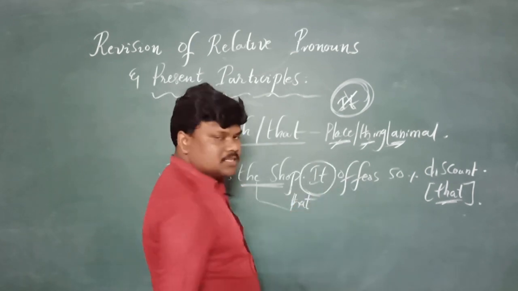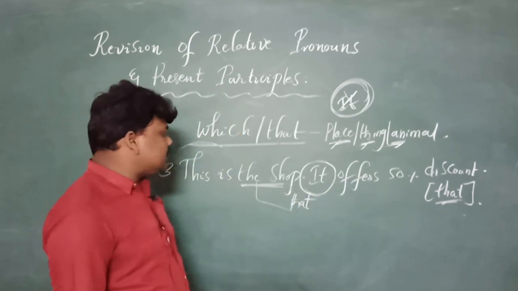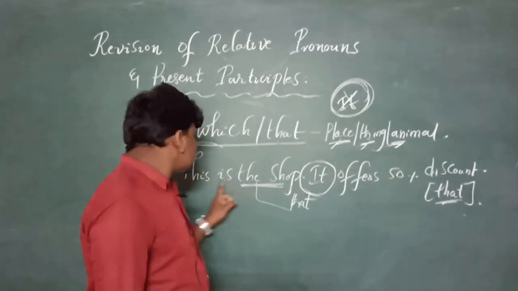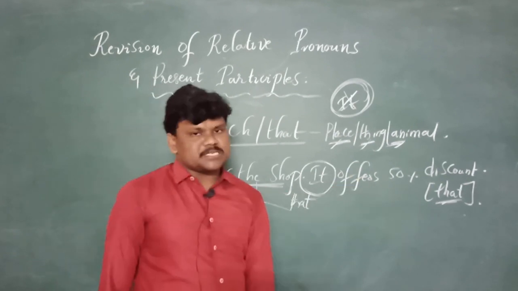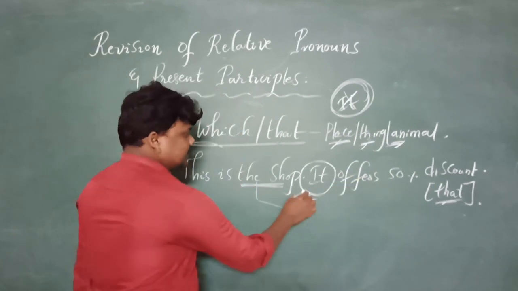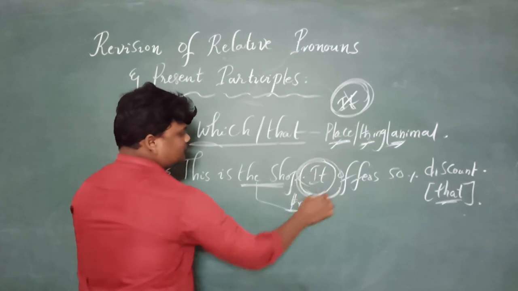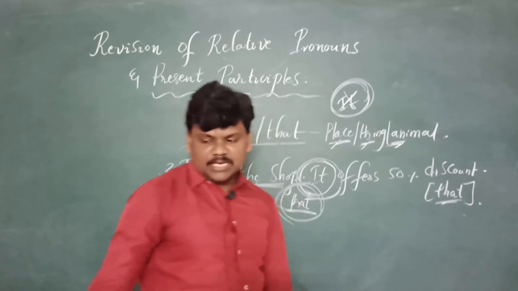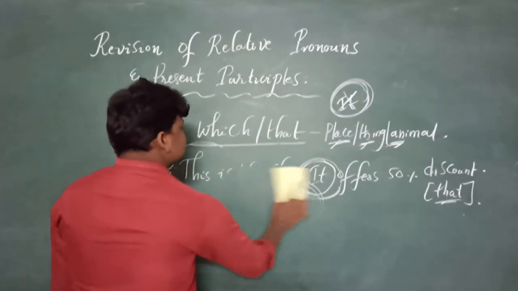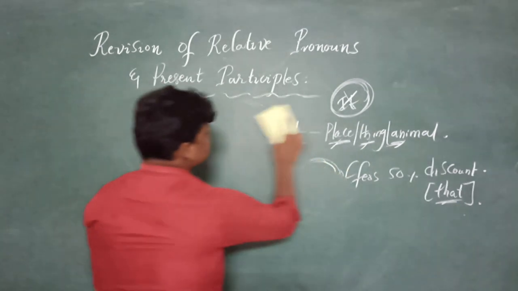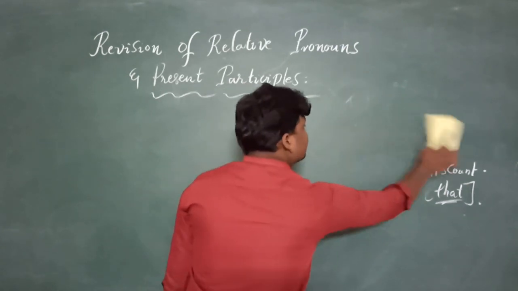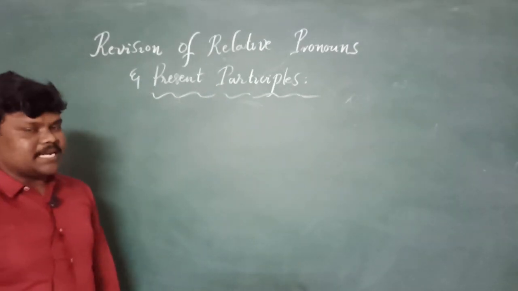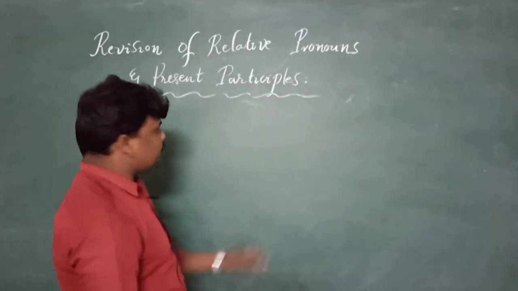So the answer is: this is the shop. It offers. Yes, we need to remove the pronoun it. This is the shop that offers 50% discount. Okay na? It is removed. We need to combine the two sentences with that, with a full stop at the end of the sentence as usual. Well, yes, and this is the story of relative pronouns, which is very important for tomorrow's online objective test, which is going to be conducted by us on Saturday. Okay na? I hope you understand.